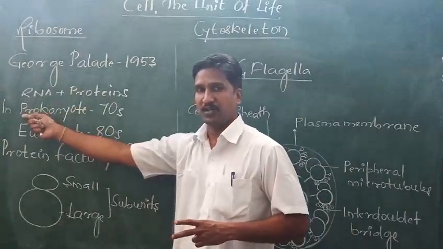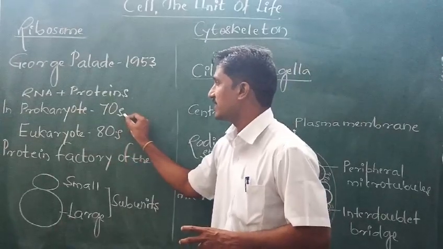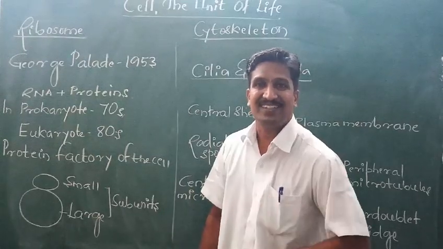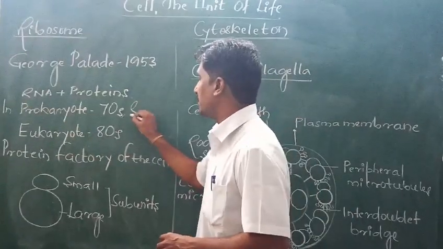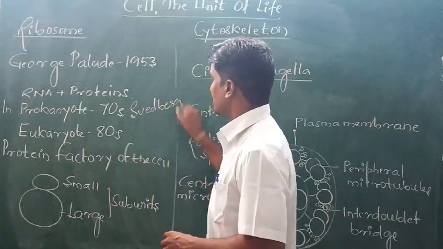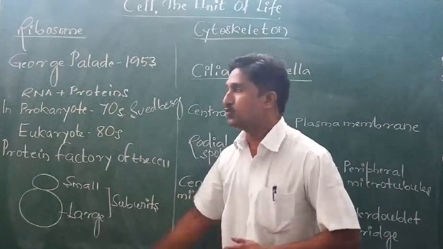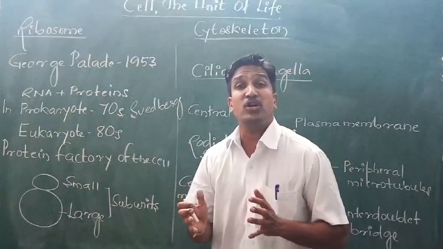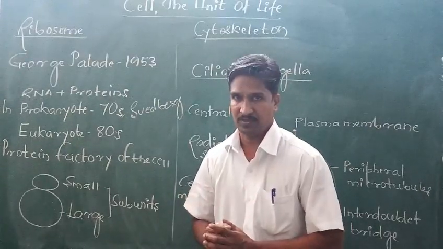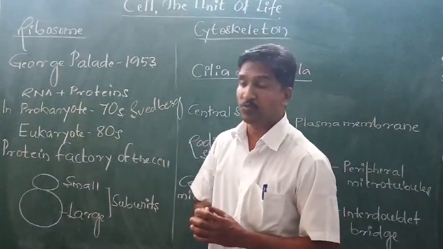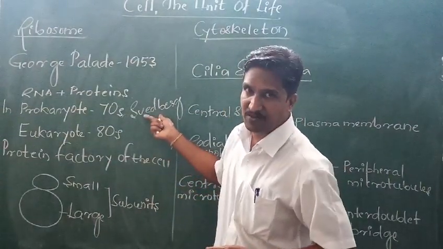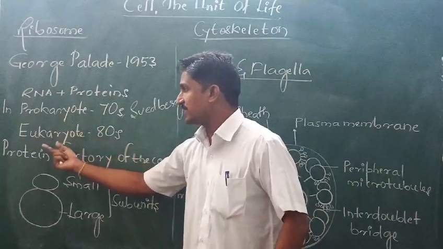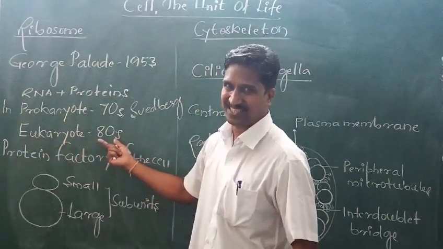In prokaryotes, the ribosomes are 70S. Here we are using the S. S is a unit used to measure the ribosome, and S stands for Svedberg. Svedberg is the unit used for measuring the sedimentation coefficient of the ribosome. So 70S ribosomes are present in prokaryotes, whereas in eukaryotes they are 80S.